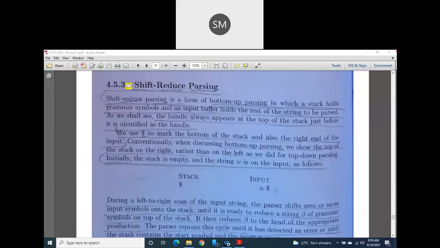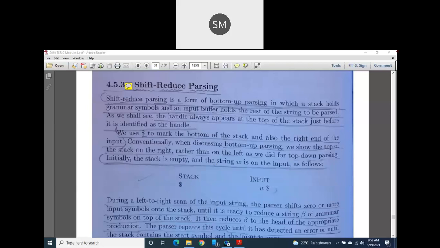Similarly, in bottom-up parsing also, there are some types of bottom-up parsing. The first major type is shift reduce parsing. What is this shift reduce parsing? As its name itself says, it performs two operations. The first operation is shifting and the second operation is reducing.